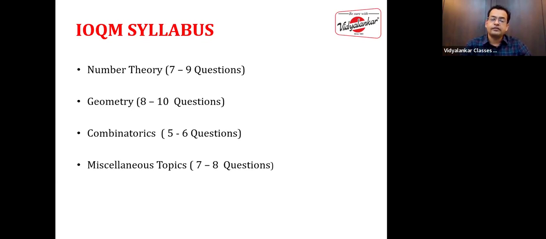Then geometry, which has around 8 to 10 questions in this paper. Last year, I think there were 10 questions on geometry itself. Combinatorics, that is permutation, combination, counting. So around 5 to 6 questions come on that. And then there are miscellaneous topics of algebra like binomial theorem, sequence series, inequalities. There are n number of topics which have 1 or 2 questions on that particular topic.